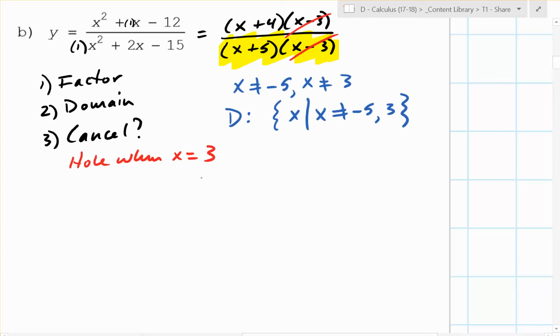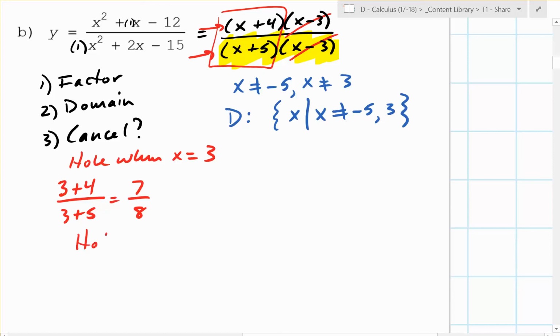Excellent. Now, we didn't find the point where that's true. If we wanted to find the point where that's true, you have to plug 3 into what's left. Where is the hole going to be? The hole is going to be when x is equal to 3. So it's going to be 3 plus 4 from here over 3 plus 5. That's going to be 7 over 8. So the hole will happen at the x value of 3 and the y value of 7/8. It's going a little bit further than the question asked, but that's where the hole is.